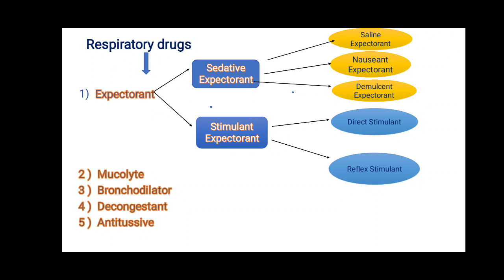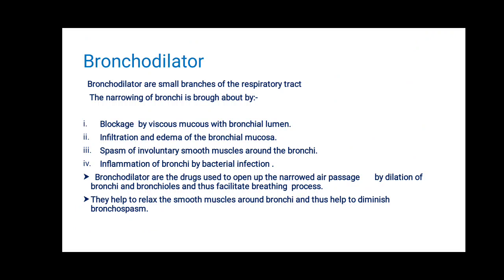Next, bronchodilator. What is a bronchodilator? Bronchi are small branches of the respiratory tract, and the narrowing of bronchi is brought about by blockage by viscous mucus within the bronchial lumen, then infiltration and edema of the bronchial mucosa. Edema means a swelling of the bronchial mucosa, then spasm of involuntary smooth muscle around the bronchi.